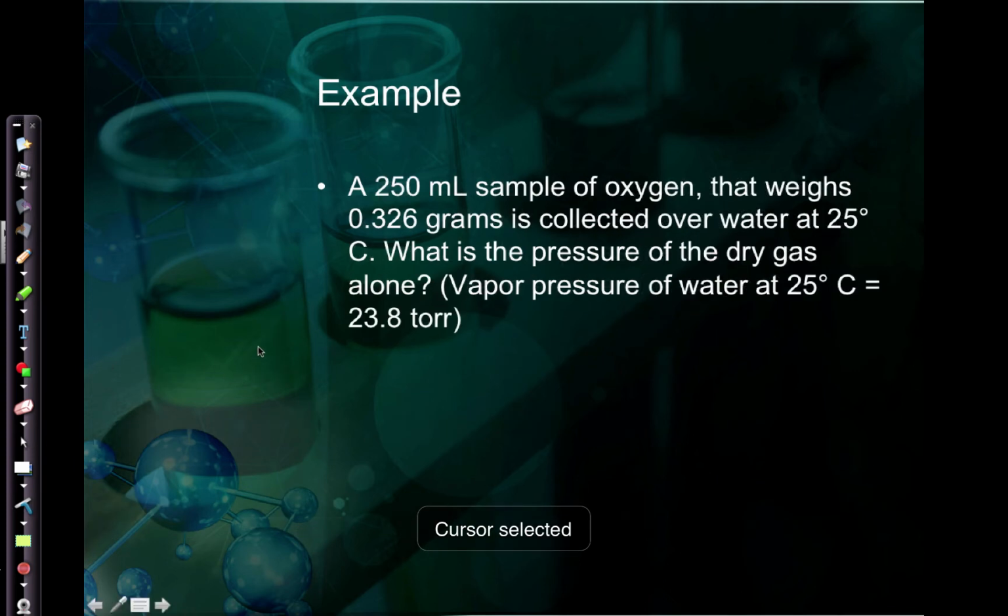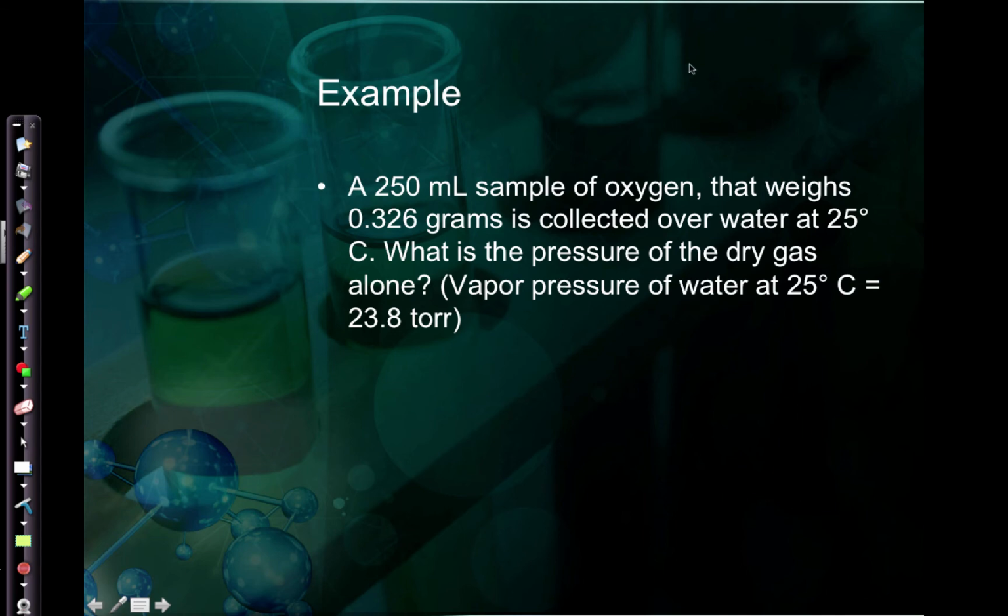Okay, so this one was a little bit different than the one I did in class because it's more representative of something you're going to see. So I have a 250 milliliter sample of oxygen that weighs 0.326 grams and it's collected over water at 26 degrees Celsius. What is the pressure of the dry gas alone?